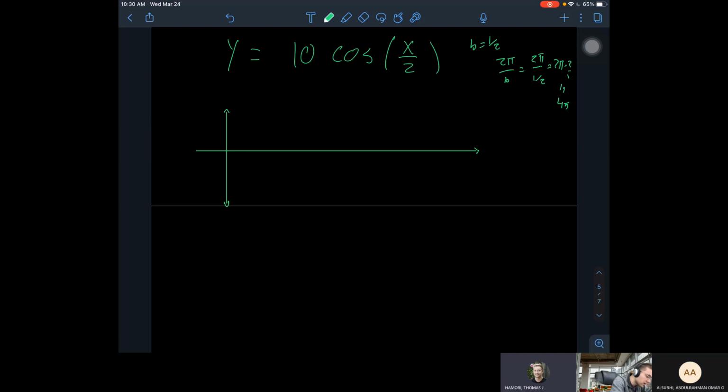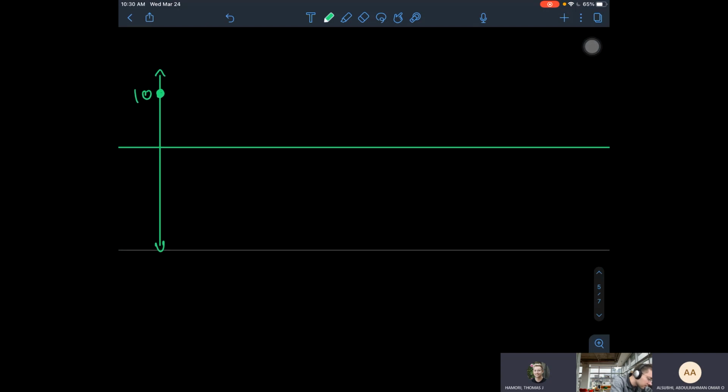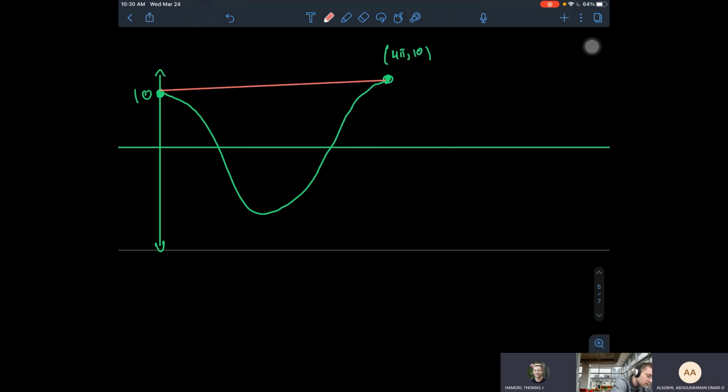Okay, so what does cosine look like? Well, it starts up here. Normally it would start at 1, but in this case it's starting at 10. And then it goes down like this, and then up, and then back to where we were. And here we are at 10 again, and this would actually be the point 4 pi comma 10. Right, because we know that this distance, which goes from crest to crest, is the period. That distance should be 4 pi. So we know that this point here is 4 pi, this point here is 2 pi, and so on and so forth. Here's 3 pi, and here's pi.